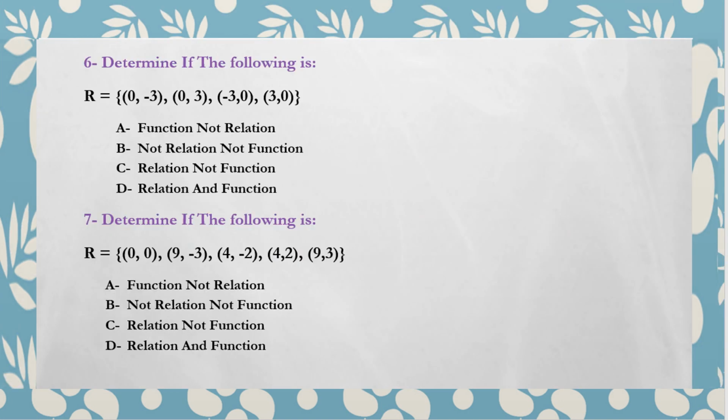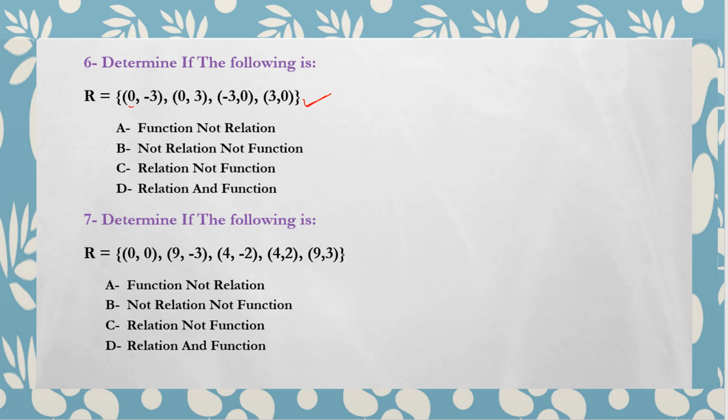In example 6, determine if the following is function not relation, not relation not function, relation not function, or relation and function. As we said before, this would be a relation if each element in the domain corresponds to at least one element in the range, and this applies here, so this is a relation. Is this a function or not? We can say that it is if each element in the domain corresponds only to one element in the range.